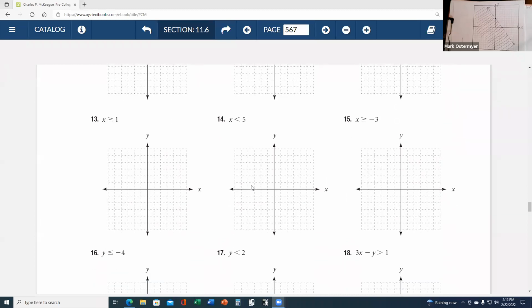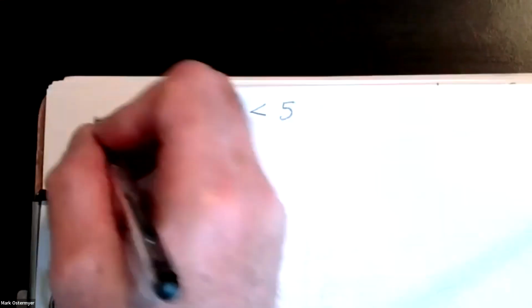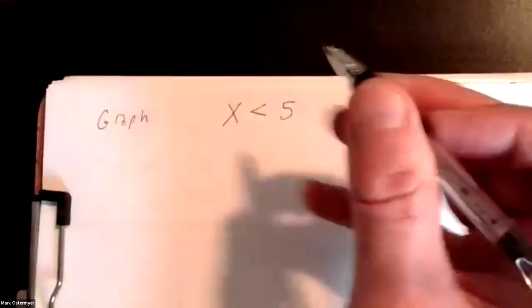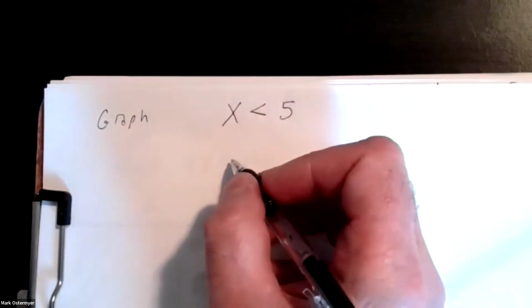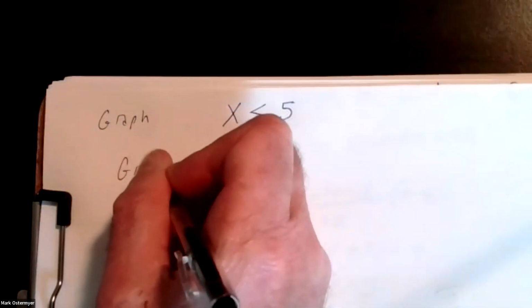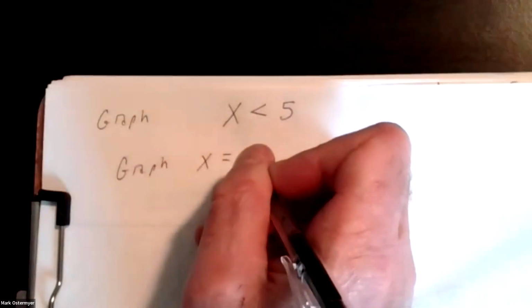All right, I would like to do a special case here, like number 14, x is less than 5. How would we graph the solution set of x is less than 5? Well, to graph all ordered pair solutions such that x is less than 5, first, we have to graph the associated equation. So we got to graph x equals 5.